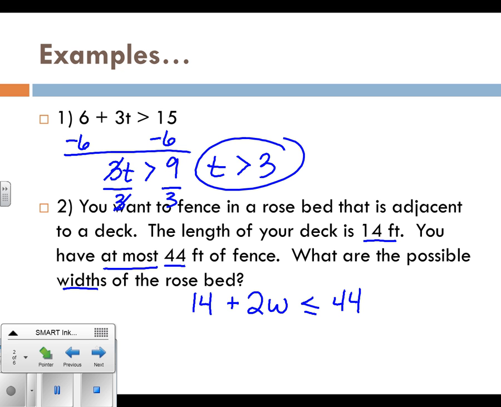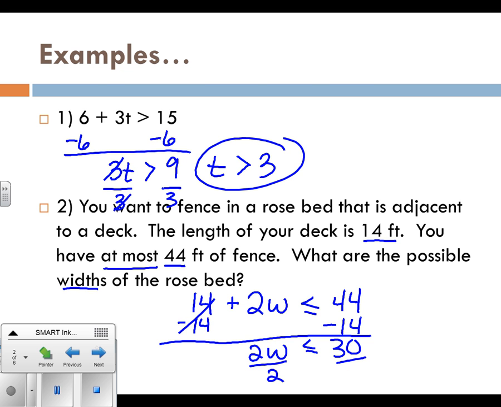So to isolate the w, you would subtract 14 from both sides using our properties of inequalities. We would be left with 2w is less than or equal to 30. Divide both sides by 2 to get what one width would be. The width can be anything less than or equal to 15. So 15 feet or less.